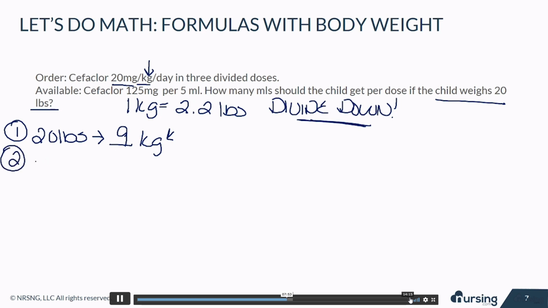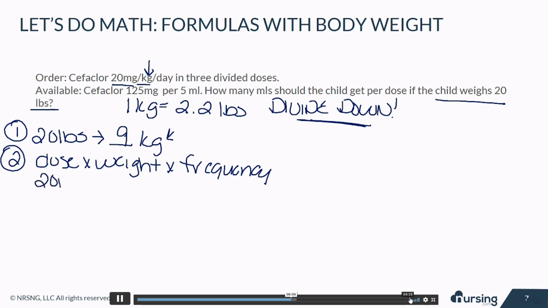Our body weight formula is simply the dose times the weight times the frequency. And you're really just plugging in numbers here. So the numbers that you're going to plug in are going to be 20 milligrams per kilogram, okay? Now we have this per kilogram, per meaning times 9 kilograms per 1 day, okay? Now, as you're working, if you're continuing to label with your units of measurement, things should fall off. Your kilograms will fall off. I'll stop here, we'll pause, and I'll let you do the math.